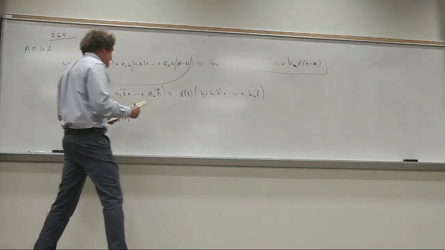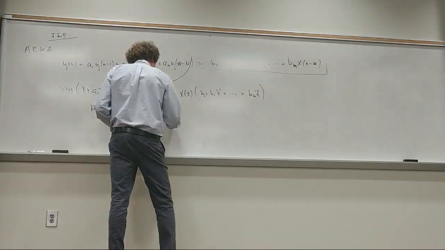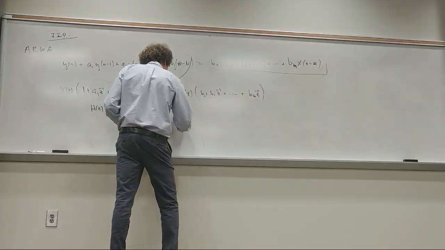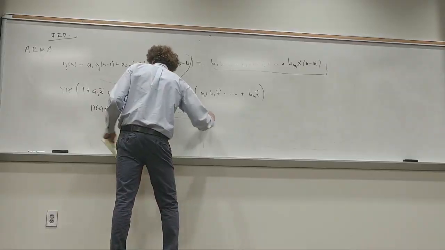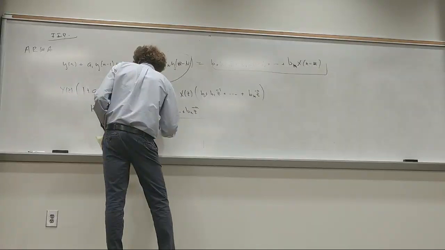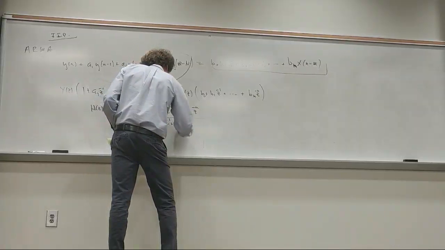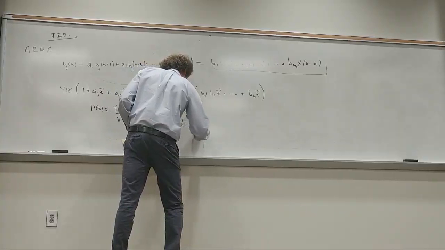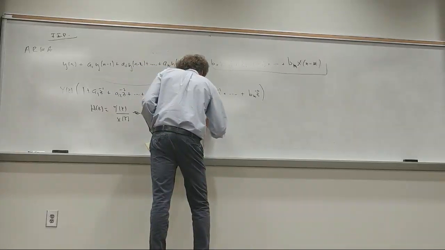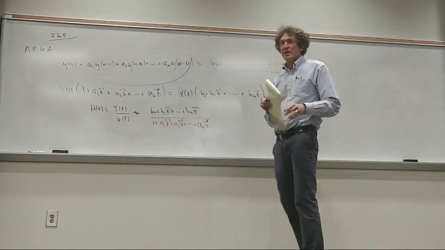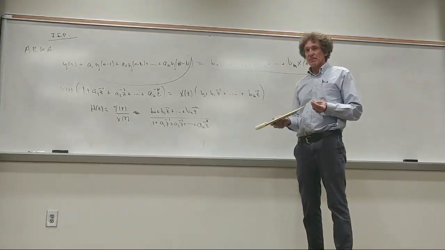And then that's going to be simply equal to b0 plus b1 z to the minus 1 plus dot, dot, dot, plus b_m z to the minus m, over 1 plus a1 z to the minus 1 plus a2 z to the minus 2 plus dot, dot, dot, all the way out to a_n z to the minus n. And this should make perfect sense to everybody. Here we're just putting it in terms of a ratio of two polynomials, right?